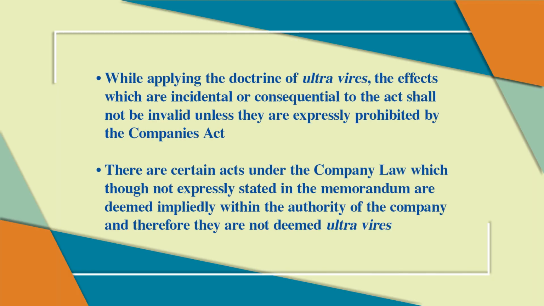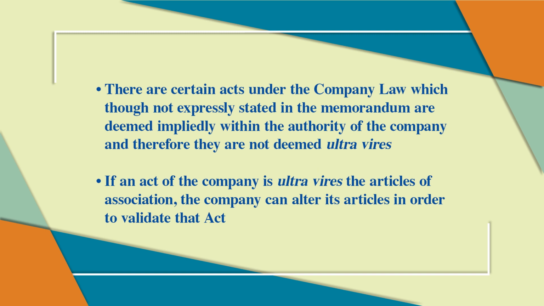Number three, the company's right over a property acquired by means of an ultra vires transaction shall still be secured. Number four, while applying the doctrine of ultra vires, the effects which are incidental or consequential to the act shall not be invalid unless they are expressly prohibited by the Companies Act. Fifth, there are certain acts under the company law which, though not expressly stated in the memorandum, are deemed impliedly within the authority of the company and therefore they are not deemed ultra vires. For example, a business company can raise its capital by borrowing. Number six, if the act of the company is ultra vires the Articles of Association, the company can alter its articles in order to validate that act.